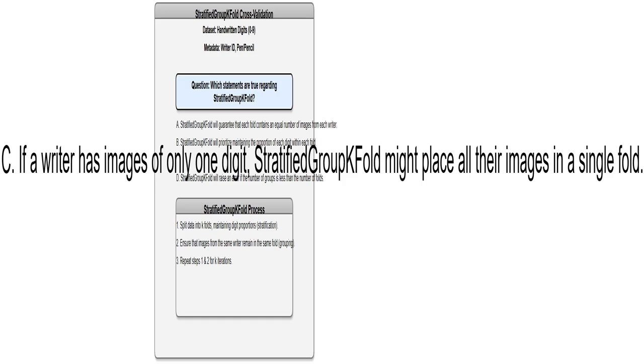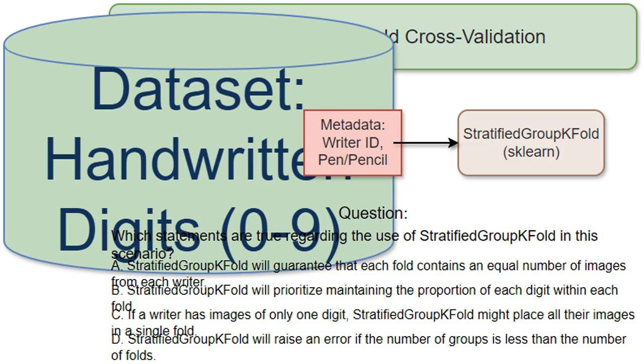The goal is to have representative data across each fold. I'm using the StratifiedGroupKFold class from the Sklearn library. This tool helps me split data for cross-validation in a smart way, considering both the type of digit and the writer of the digit. It's like having a super-powered data organizer.